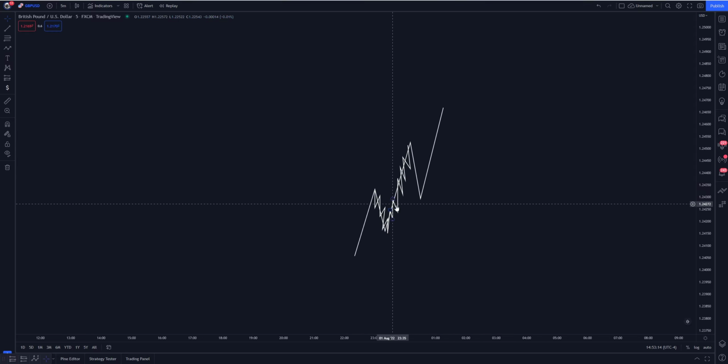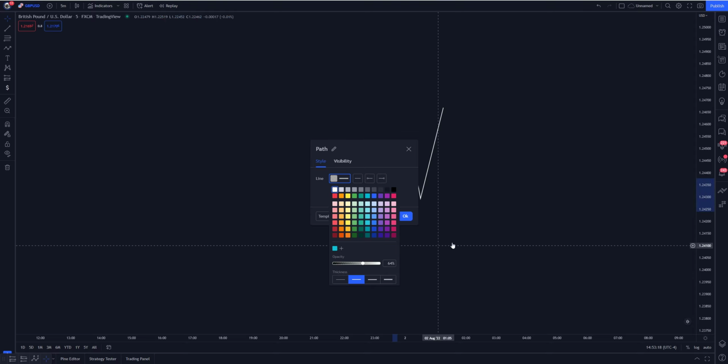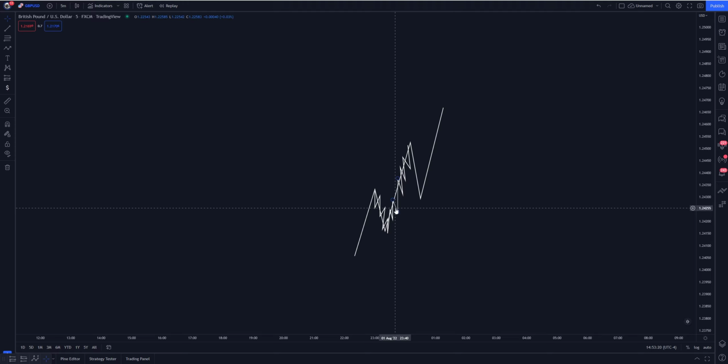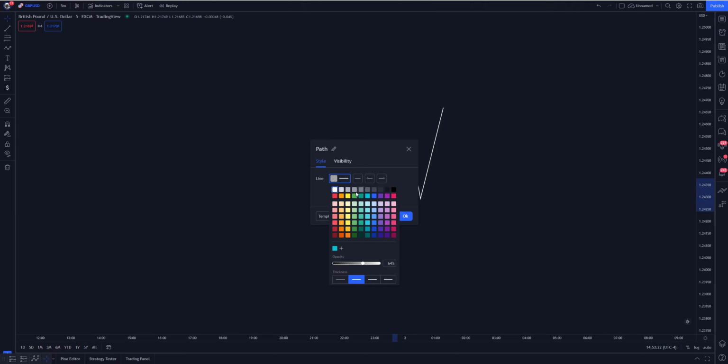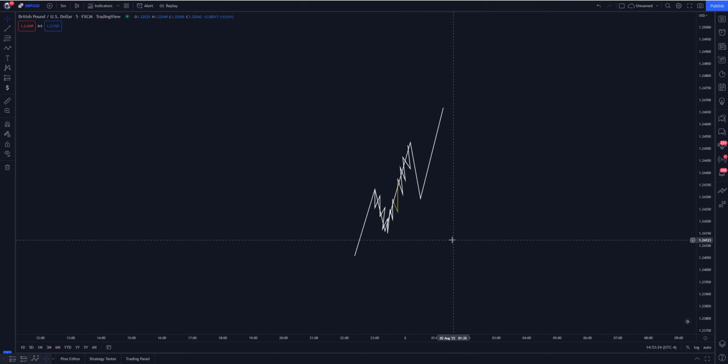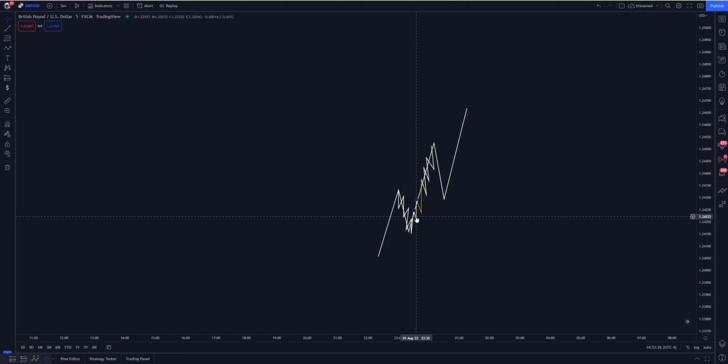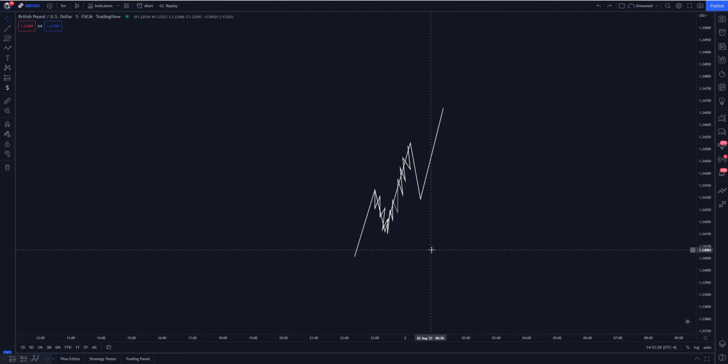Okay, so I'm going to change the color of this. Nah, that is a bad color. Let me change it to something yellowish. Okay. Wow, this is bad. Wait.